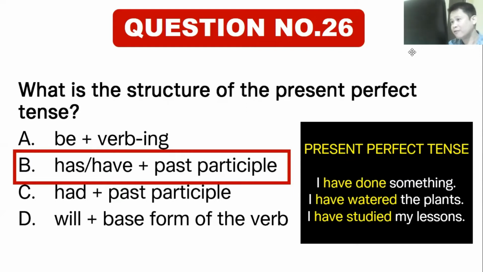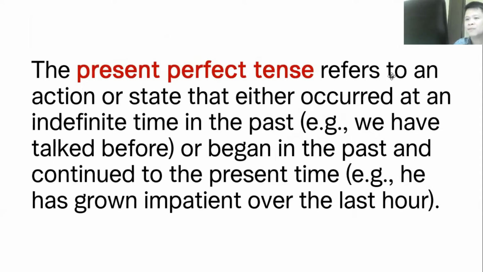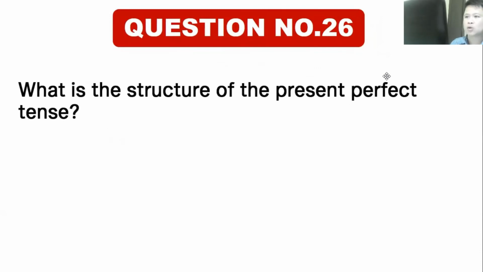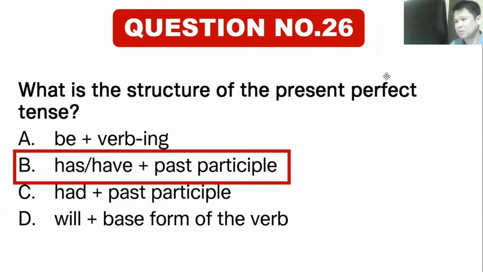When you say, I have studied my lesson, it's done, but the time is not important. It has its effect now. Its effect now is that I am confident to take the test, so I have studied my lesson. The present perfect tense refers to an action or state that either occurred at an indefinite time in the past, for example, we have talked before, or began in the past and continued to the present time. Example, he has grown impatient over the last hour. So what is the structure of the present perfect tense again? It's has or have plus PP, past participle.